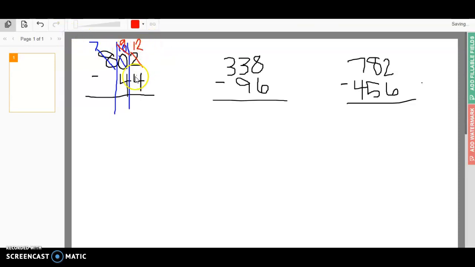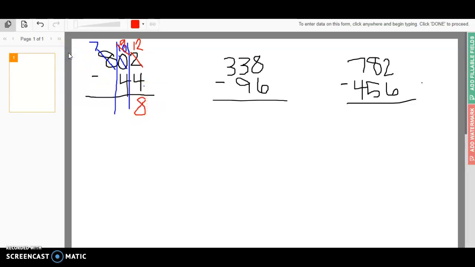So I have 12 minus 4. 12 is greater than 4, so now I can do that. So what is 12 minus 4? Use your fingers if you need to. Twelve minus 4 is 8. So I'm going to write 8 down here. Perfect. I'm done with my ones place.